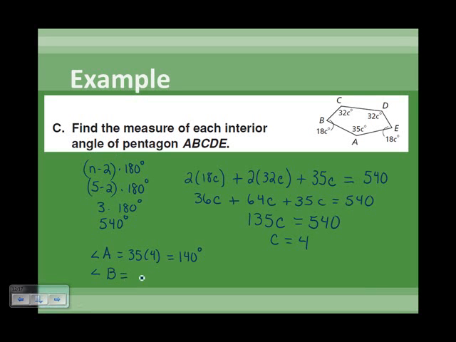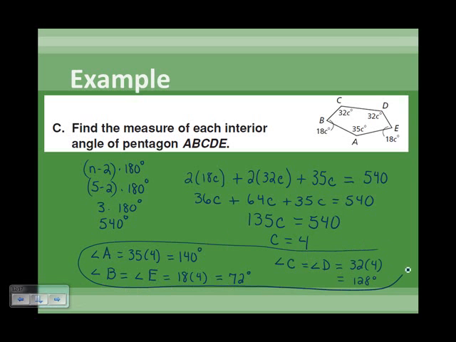Angle B is equal to angle E, and those are both 18 times 4. So 2 times that's 36, 72, which is equal to 72 degrees. And then angle C is equal to angle D, and those are both 32 times 4. So that would be 64, that would be 128, I believe. And so yes, both of those would be 128 degrees. So here's the measure of every angle in that convex polygon.